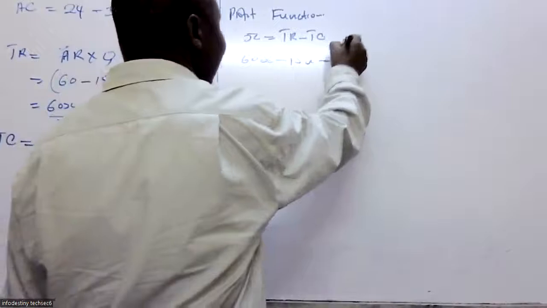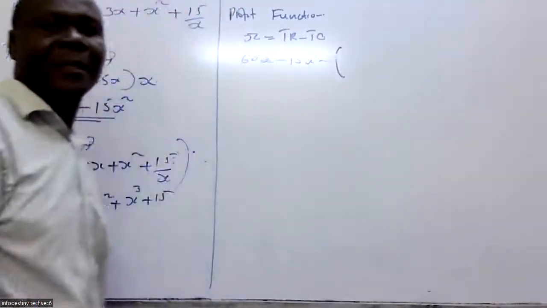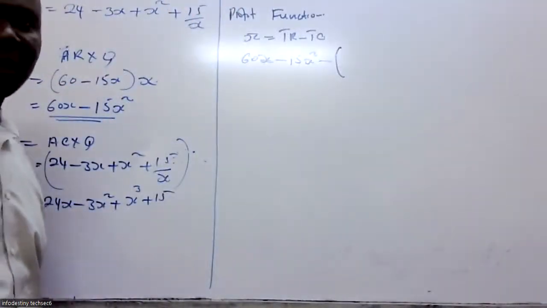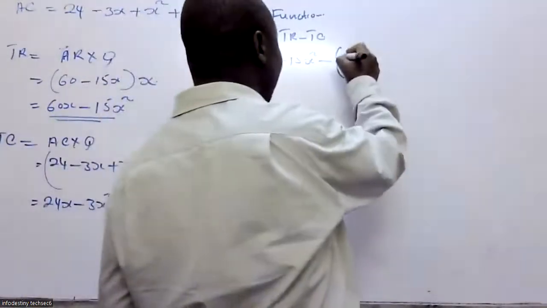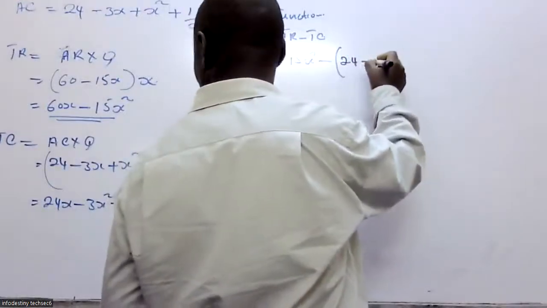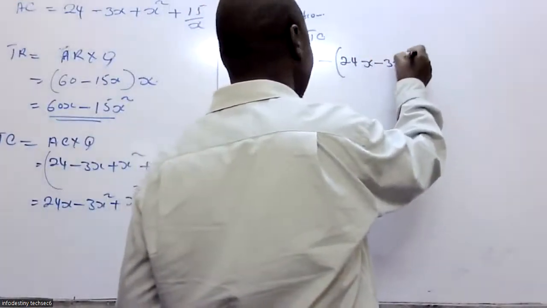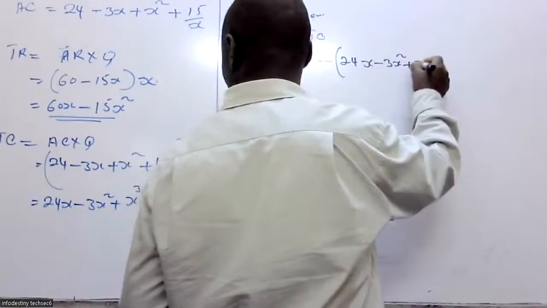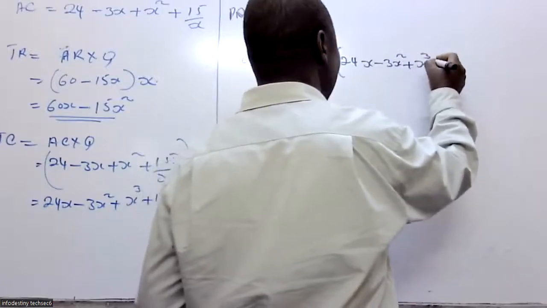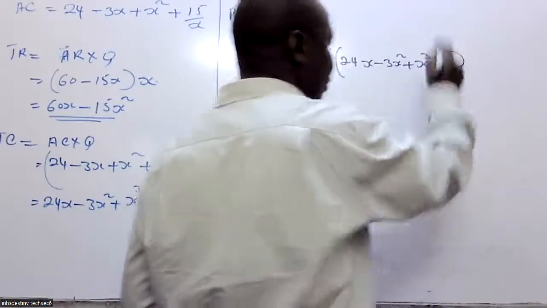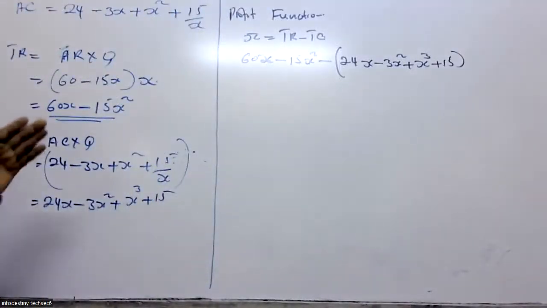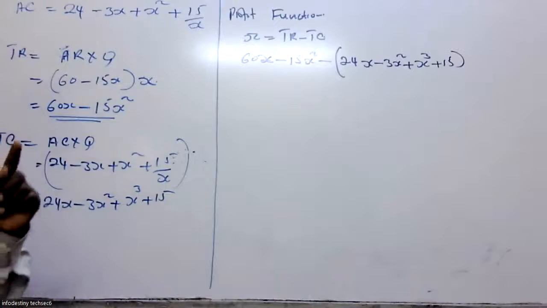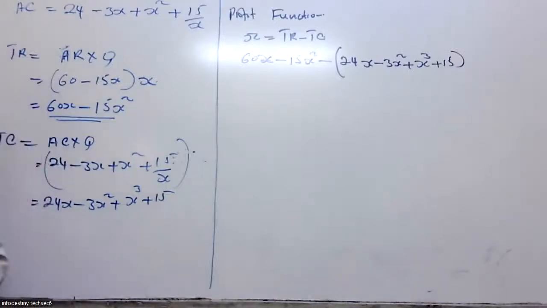15x squared minus, then you open the bracket. We open the bracket. We are together. When you open the bracket, now we go to the total cost, which is this one. So that is going to be 24x minus 3x squared plus x cubed plus 15. We close. When you open the bracket, because the outside sign is a negative, it must change the sign inside the bracket. Here together.